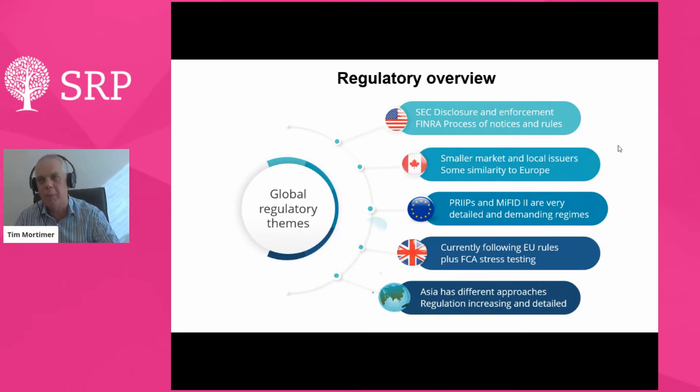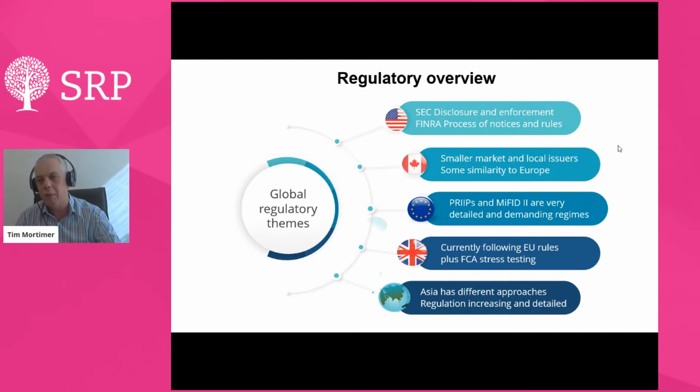The US is catching up a little bit, but PRIIPs and MiFID II, which are the two big regulatory directives that came in at the start of 2018, very detailed and demanding regimes, both apply significantly to structured products, and both affect product testing. The UK is currently following EU rules as it's in the transition period. The FCA, the UK regulator, also brought out detailed stress testing requirements in 2015, which are a forerunner of what PRIIPs and MiFID II are doing, and they're still in place. And those principles are also being adopted elsewhere.